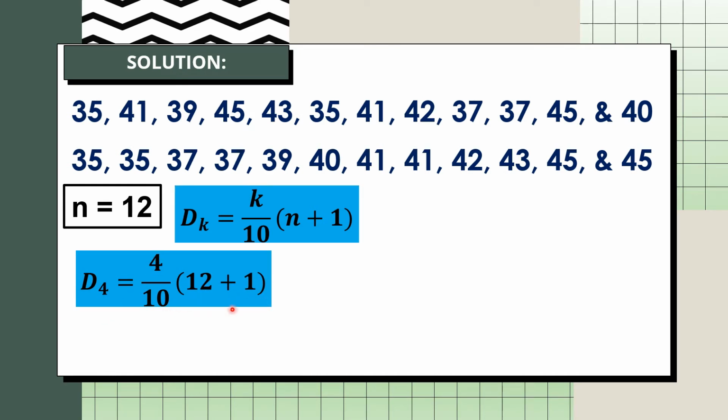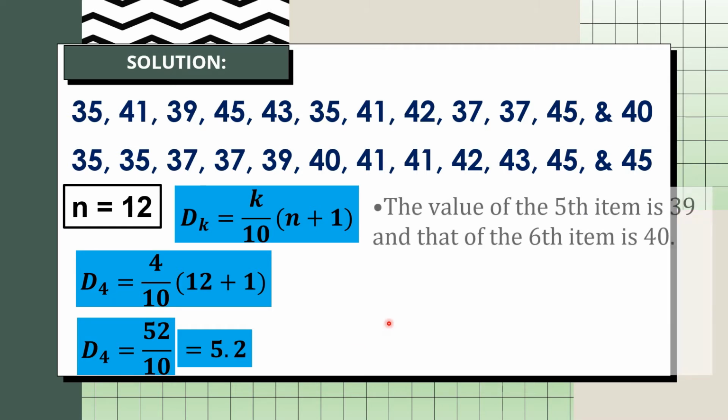12 plus 1 is 13. And 13 times 4 is equal to 52. Then, 52 divided by 10 is equal to 5.2. So, yung 5.2 na to, this is only the position. Pero kailangan natin mag-linear interpolation. So, it means kailangan nating hanapin yung pang 5th at saka pang 6th data, kasi meron tayong decimal.